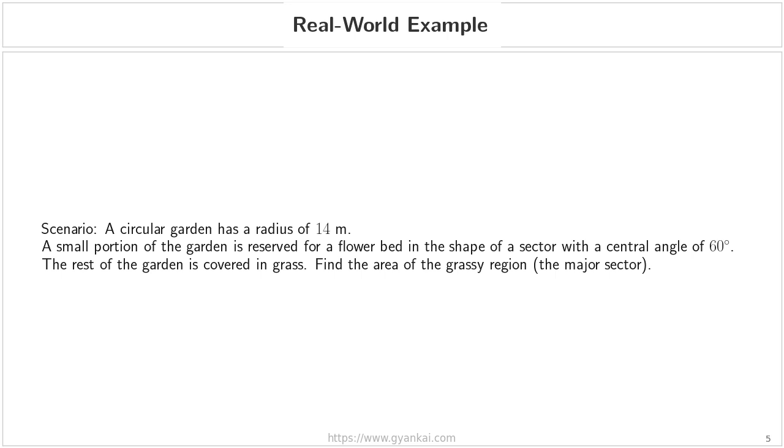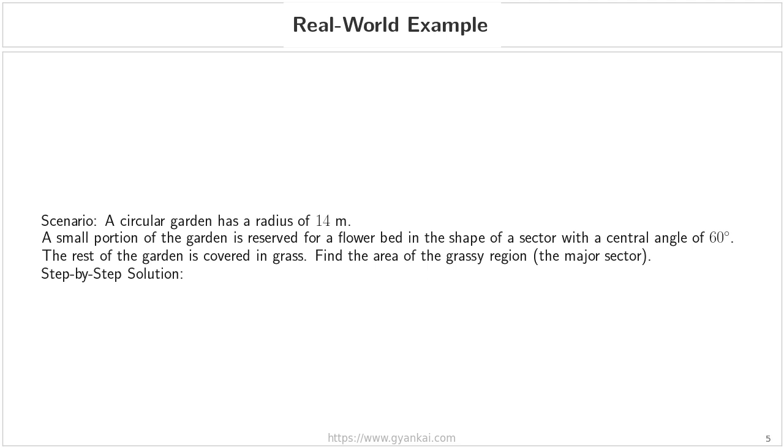Within this garden, a small portion is reserved for a flower bed, which is shaped like a sector with a central angle of 60 degrees. The remaining part of the garden is covered in grass. Our task today is to find the area of this grassy region, which, as we discussed in the previous slides, represents the major sector. Let's walk through the solution step by step.